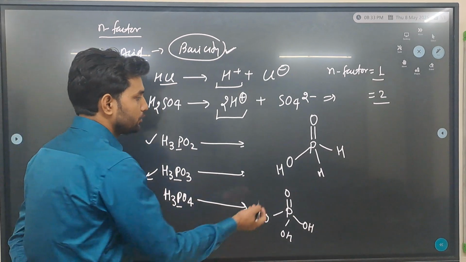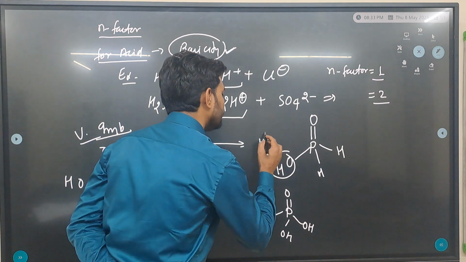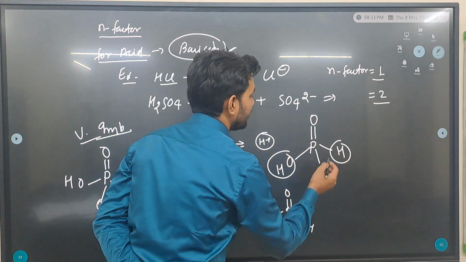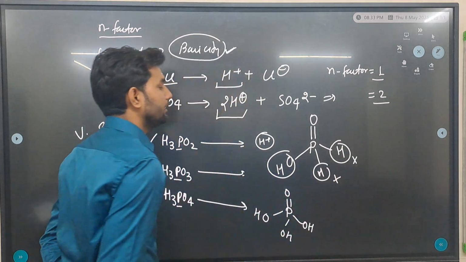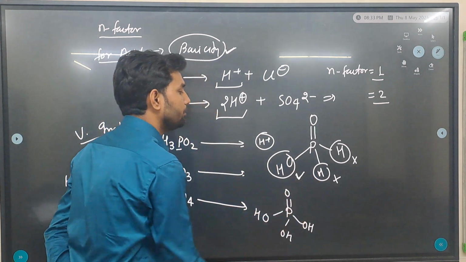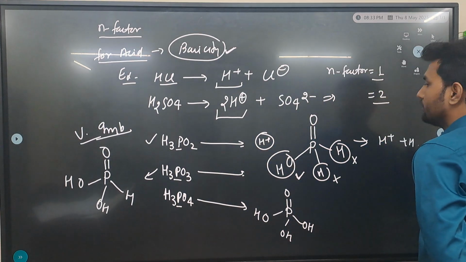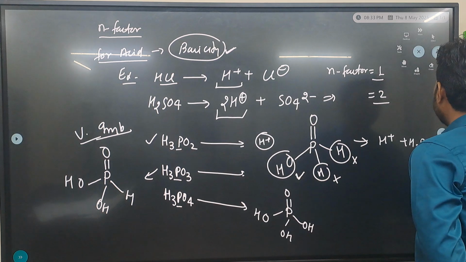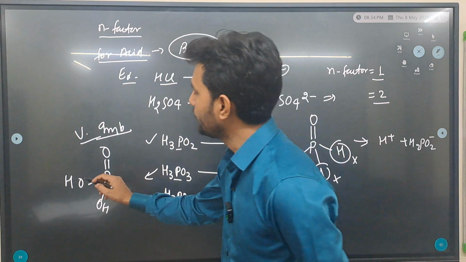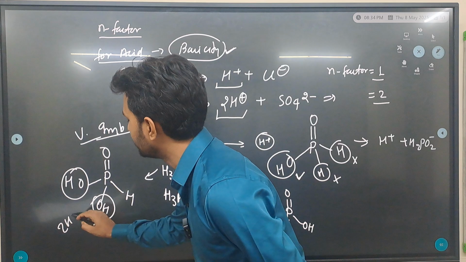So the OH group will give H plus ion. These cannot give H plus. So in case of H3PO2, one OH group is present, so it gives only one H plus and H2PO2 minus. Okay. In case of H3PO3, it has two OH groups, so it will give two H plus ions.